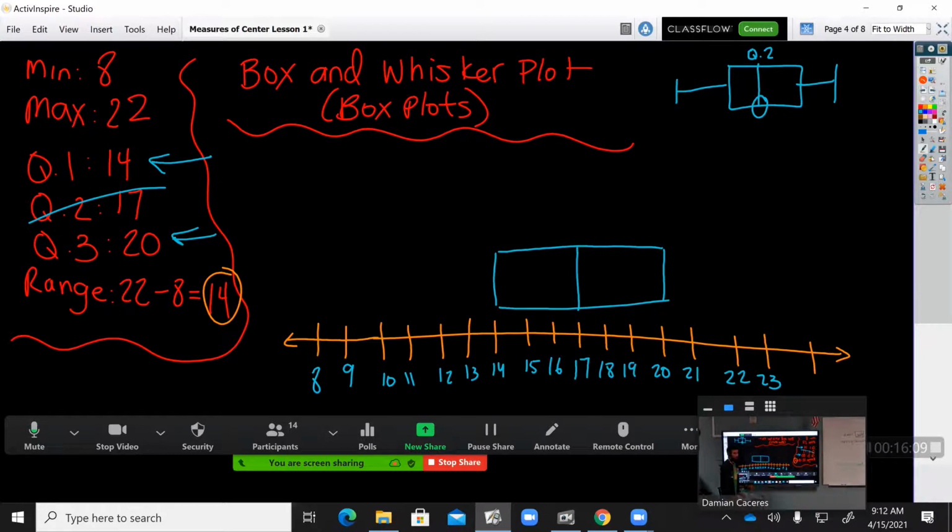So on a box and whisker plot, you'd be done with the box at this point. All you're missing is the two whiskers. What do you think the two whiskers are? Your minimum is your left whisker, and your maximum is your right whisker. So you put a line on 8, connect it to your box. You put a line on 22 and connect it to your box. And that's it. We just created a box and whisker plot using that information.